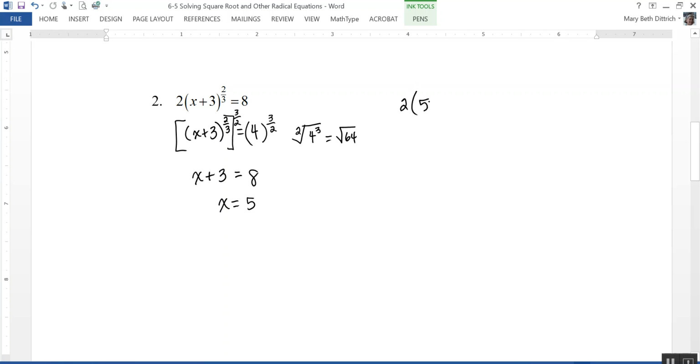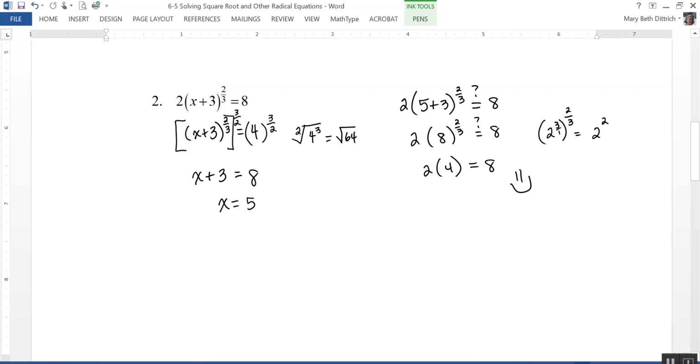So is 2 times 5 plus 3, to the 2/3 power, equal to 8? So is 2 times 8 to the 2/3 equal to 8? Well, 8 to the 2/3 is the same as, I can write 8 as 2 to the 3rd power, to the 2/3 power, and again multiplying the exponents there, that's going to give me 2 to the 2nd power, because remember this is like 3 over 1, which is equal to 4. So this is going to be 2 times 4, which is indeed equal to 8. This one checks, and my one solution is x equals 5.